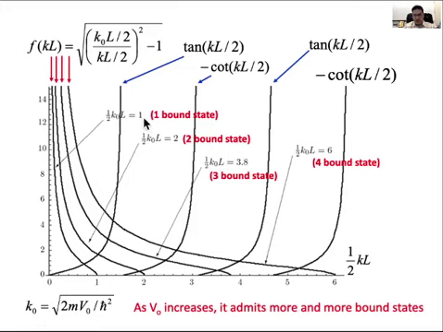Okay, when I have chosen 1, it will give me 1 bound state. When I have chosen 2, it will give me 2 bound states. When I have chosen this value, it will give me 3 bound states, and when I have chosen this suitable value, it will give me 4 bound states.